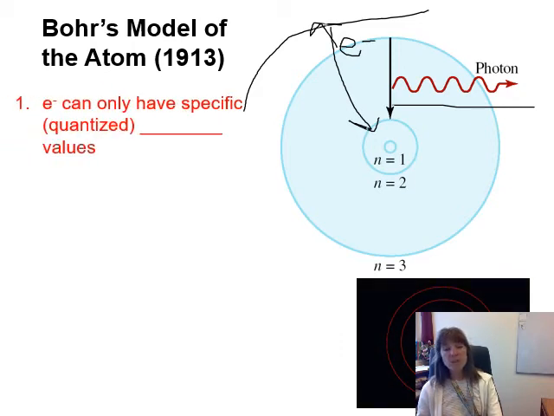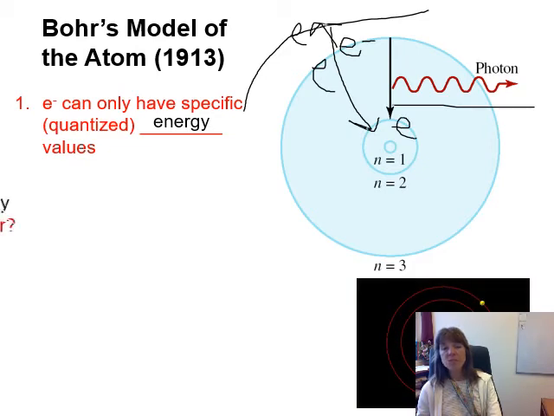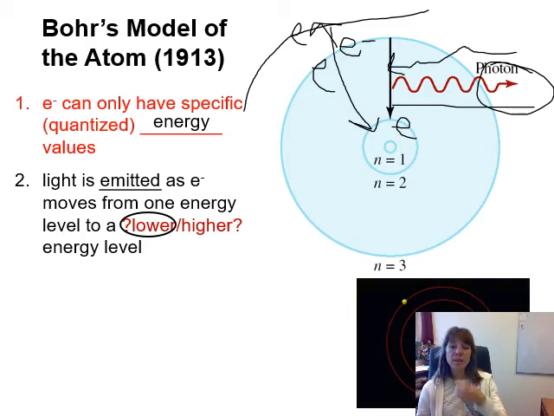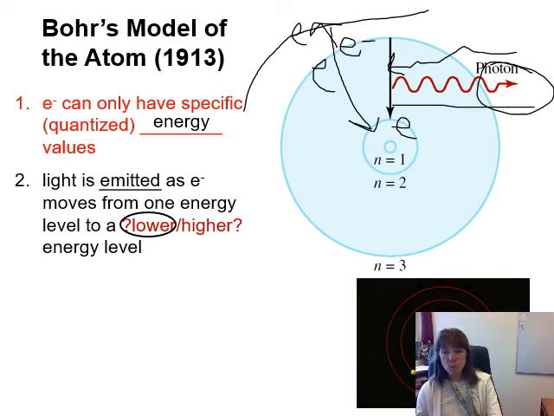So his model suggested that electrons can only have specific energy values. That means the electrons can only be in certain spots, and that certain spot in the atom had an energy associated with it. And then light is emitted as that electron moves from one energy level to a lower one. So when I say emitted, that means given off. You'll notice the direction of this arrow. But if I reverse this direction and it hits the electron, you would see that electron being promoted to a higher energy level. So that's an absorption of energy to promote the electron.